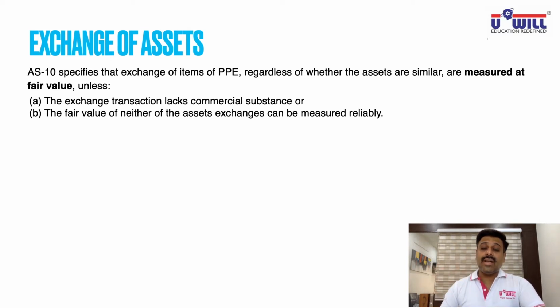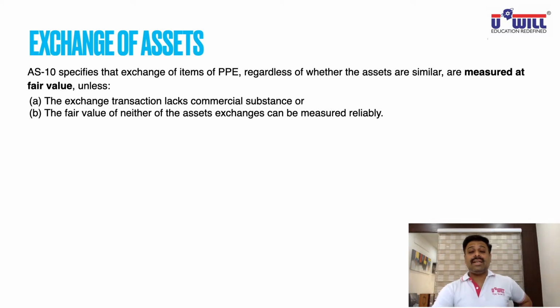If the asset which you are acquiring is not going to give you any economic benefits, then that doesn't have commercial substance and that won't be measured at fair value. So here they say it will be measured at fair value unless the exchange transaction lacks commercial substance. If it has commercial substance, there is a condition, then only it will be measured at fair value of the asset acquired. B, the fair value of neither of the assets exchanged can be measured reliably. Neither you know the fair value of the asset given, nor the fair value of the asset acquired, then obviously you cannot measure it at fair value.